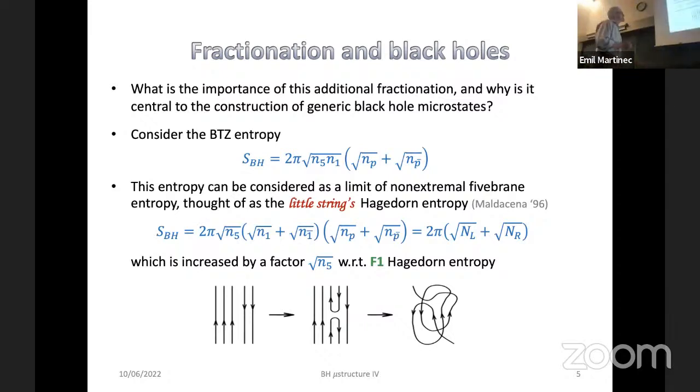And the way you should think about it is you start with a bunch of strings that are winding one way and some anti-winding strings, and you let them start interacting, and eventually they just become some soup of a highly excited string. And this is the entropy of that string, at least in qualitative terms.